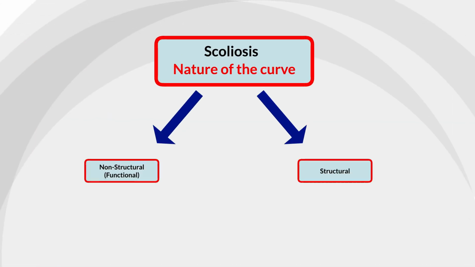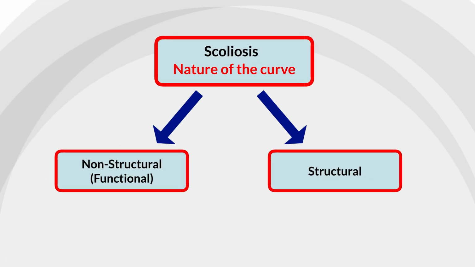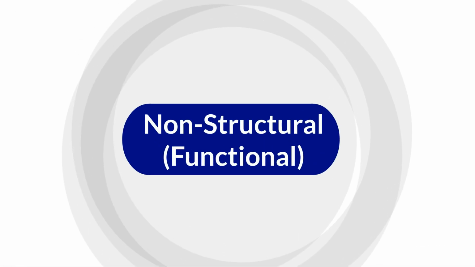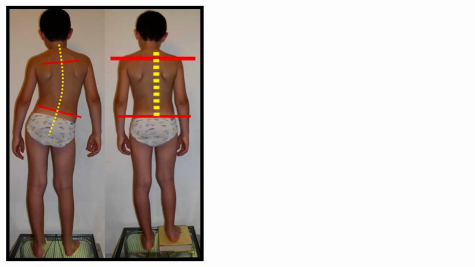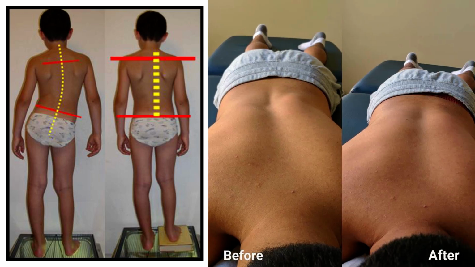Beyond the specific causes, doctors also distinguish between the nature of the curve: non-structural, functional. The spine is physically normal, but a curve appears due to a temporary problem elsewhere, such as one leg being longer than the other or muscle spasms. The curve usually disappears when the underlying issue is fixed.